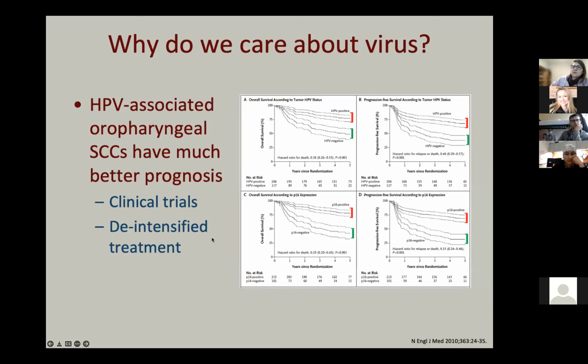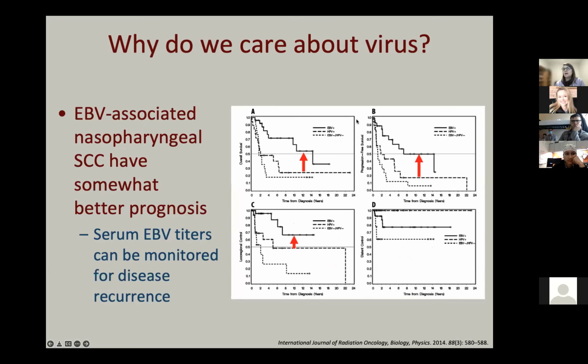HPV oropharyngeal carcinomas, as you know, have an excellent prognosis compared to the non-HPV associated carcinomas. And so you've probably seen patients who are undergoing the Optima trials, et cetera, for de-intensified therapy if they are in fact HPV positive. EBV patients maybe have a somewhat better prognosis than the non-EBV associated nasopharyngeal carcinomas. But more importantly, we do want to know the EBV status of these patients because they are often monitored in the serum, as disease recurrence possibilities.